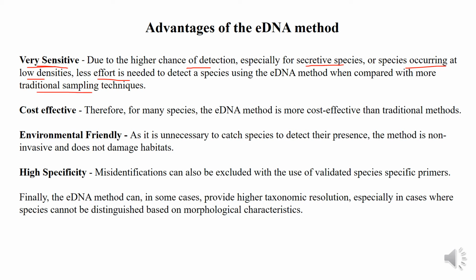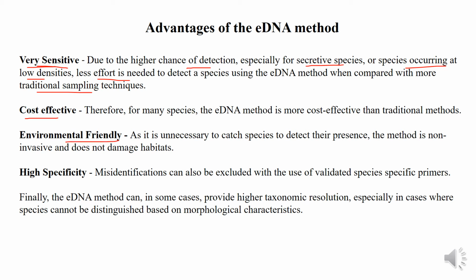Traditionally, if you want to sample different biodiversity, you do quadrats or different line density sampling techniques, which take much more effort. Compared to that, with eDNA you take a water sample and analyze it. So it is very cost effective also. You can identify many species from one sample, compared to the traditional methods. It is also much more environmentally friendly.